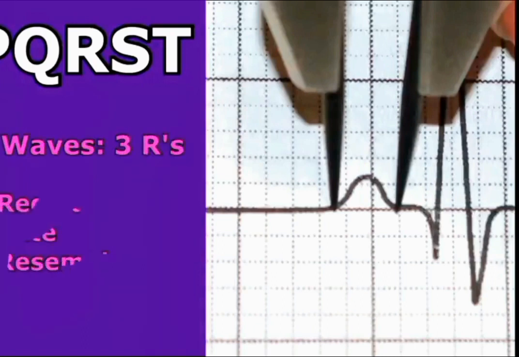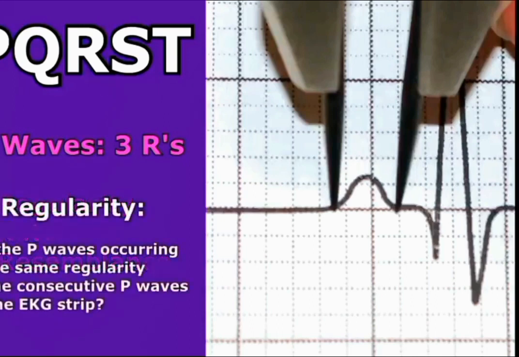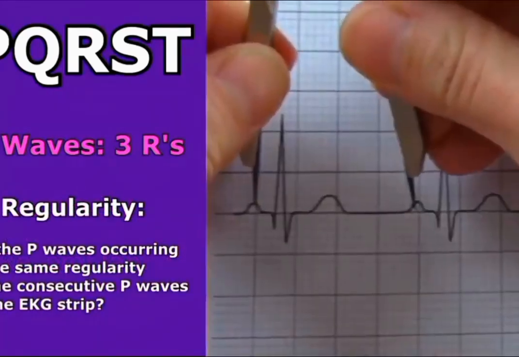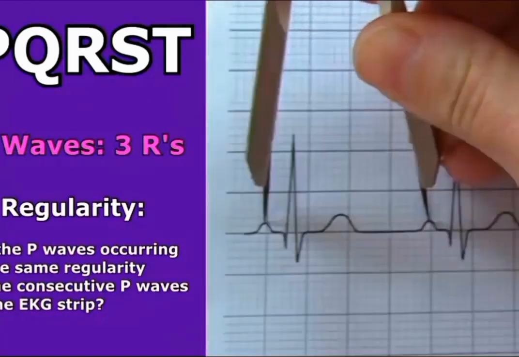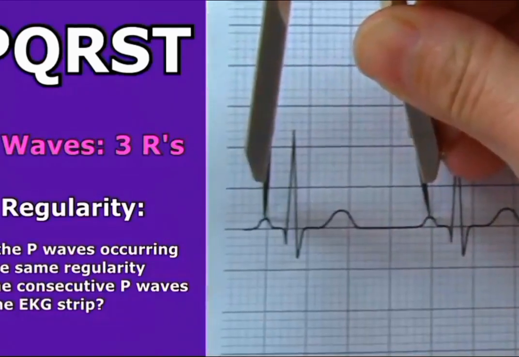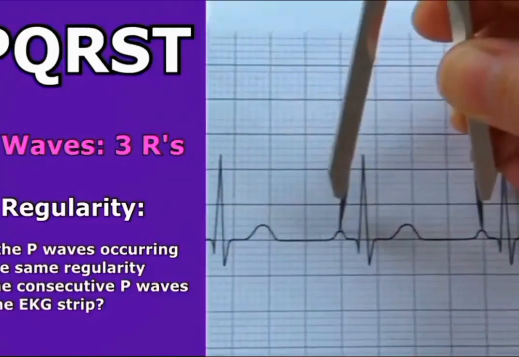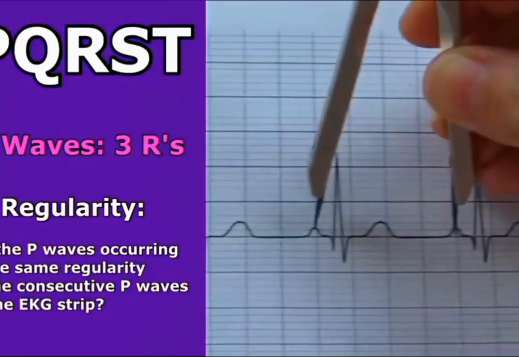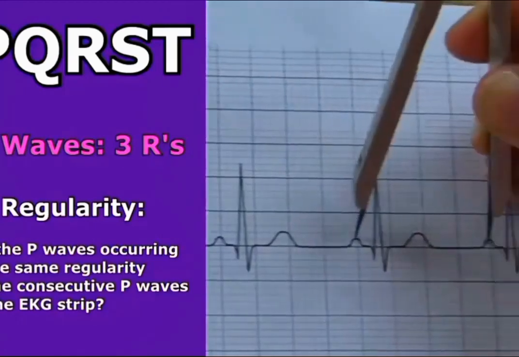And we're thinking of the 3 R's. We're thinking of regularity of those P waves, the rate, and the resemblance. First, regularity. Ask yourself, are the P waves occurring at the same regularity as the consecutive P waves on that EKG strip? And the P waves represent atrial. So with your calipers, you can start at the first P wave, spread it out to the second P wave, and just go from P wave to P wave and make sure that they're all lining up the same distance. If you don't have calipers, you could use some paper.